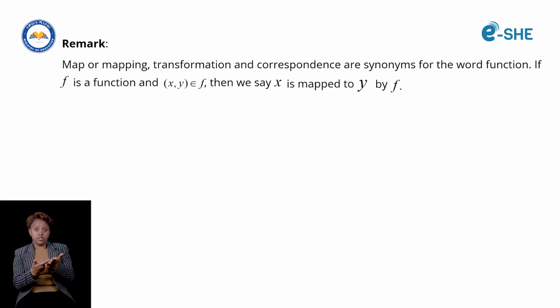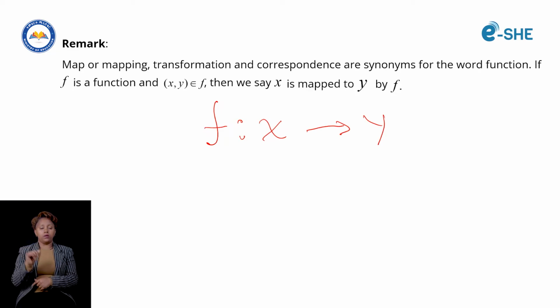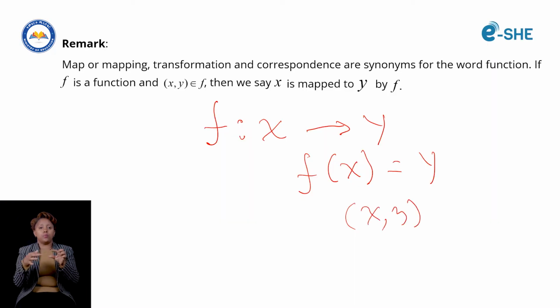Given this, a function in some books you might find as a map or mapping, as transformation, or as correspondence. If a function f is given for the ordered pairs (x, y) in the domain, then we say x is mapped into y by f, and we denote this as x is mapped into y, or in another form, the functional value of x will be represented by y. Hence, in every ordered pair (x, y), element of f, x is being mapped into y by the given function f.